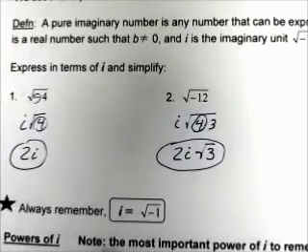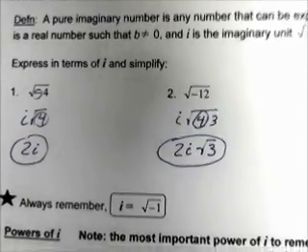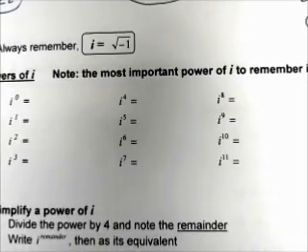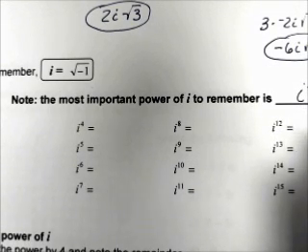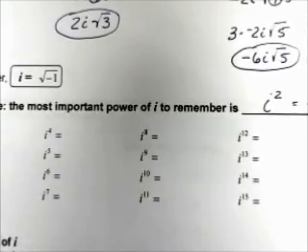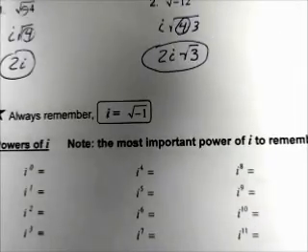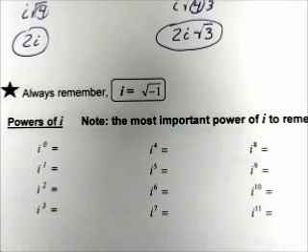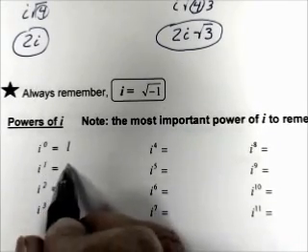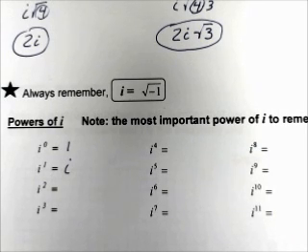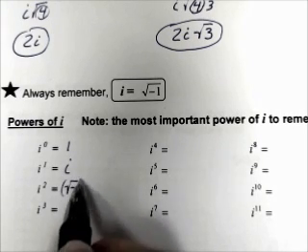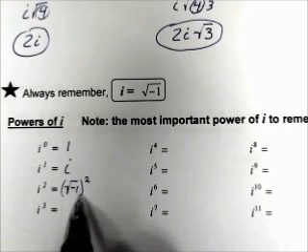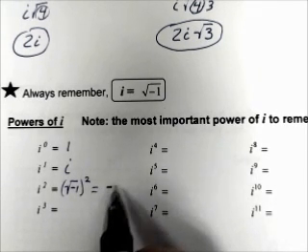Always remember that i is equivalent to the square root of negative 1. We're going to be looking at powers of i. Note the most important power of i to remember is i squared. i squared is going to equal negative 1. i to the 0, well, anything to the 0 power is 1. i to the first is i. i squared: now remember, i is equivalent to the square root of negative 1, so if we take the square root of negative 1 and square it, squaring a square root removes the square root symbol. So this would actually be equal to negative 1.